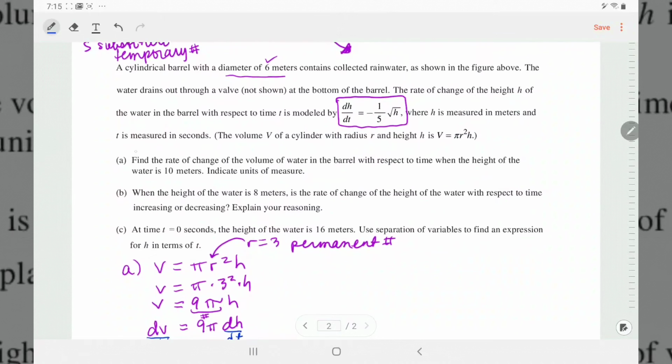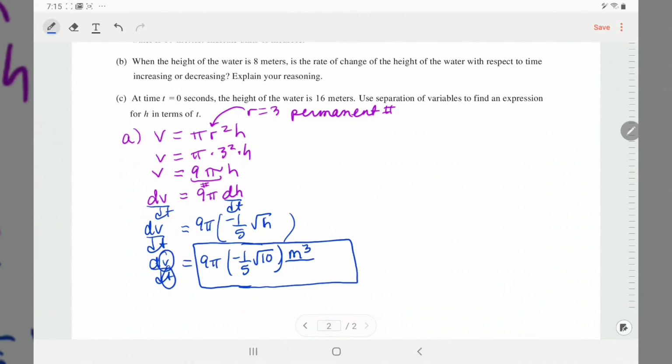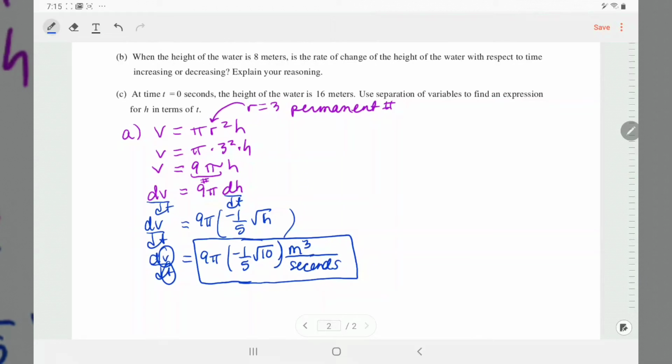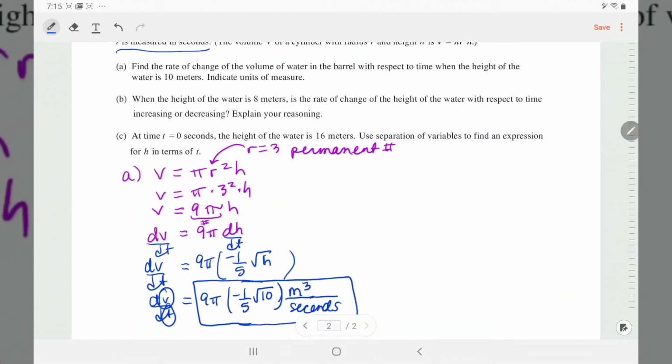So that's it. Or if you decided to do it differently, you could have used the product rule. So dV is pi r squared times dh/dt. I would treat this as the first and this as the second. So dh/dt, plus h times 2 pi r dr. So that's like you're doing implicit. And then you have your denominators, your dt, and you can put your dt's at the beginning or at the end.